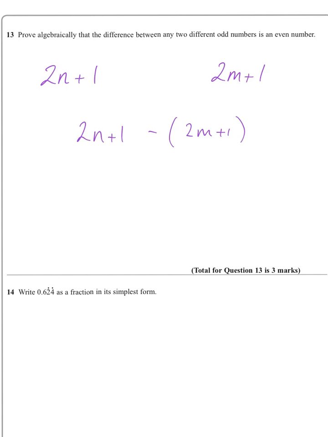then what happens? Well, we'll end up with 2n minus 2m, because the one take away the other one will vanish. And we'll be left with two lots of n minus m. Now that's really interesting because no matter what n or m are, we'll always have them times by 2, i.e. it will always be in the 2 times table, i.e. an even number. There are other ways of approaching this question, but I think that's the best way.